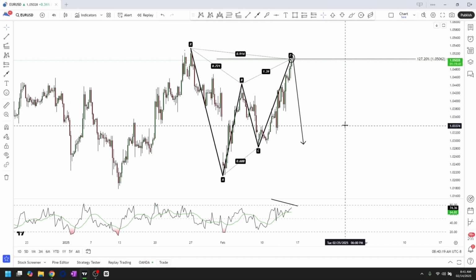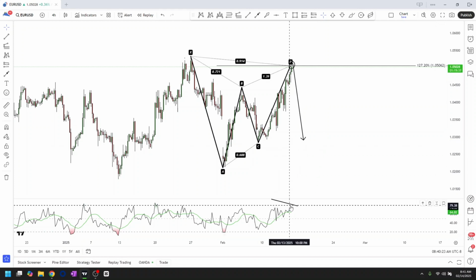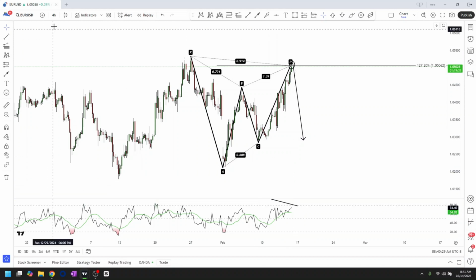We don't get what we would like to have on the higher time frame confirmation. It'd be great if this was also overbought with divergence. That would help. That would give us more points. But so far we're at a 5.